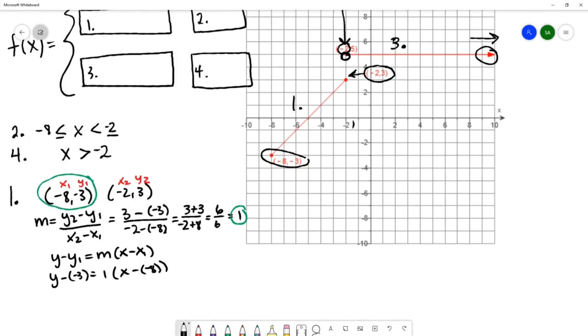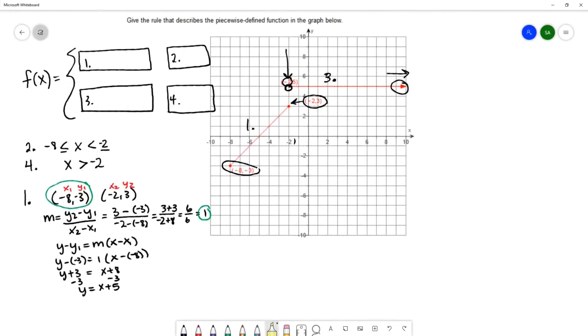I'm going to rewrite this, solving for y. That's going to be in slope-intercept form. So that's y plus 3 equals x plus 8. I'll subtract 3, and that gives me y equals x plus 5. So that gives me the equation for the line.